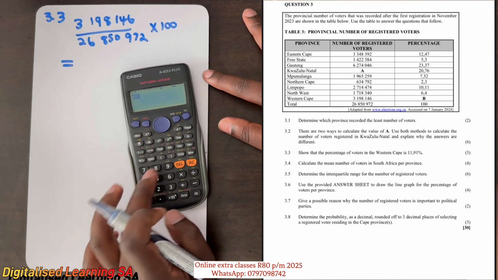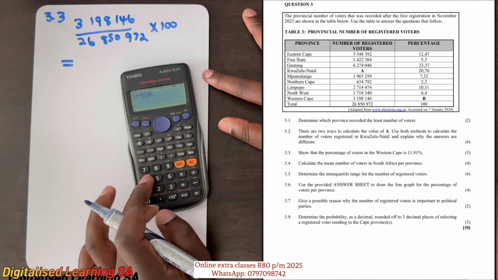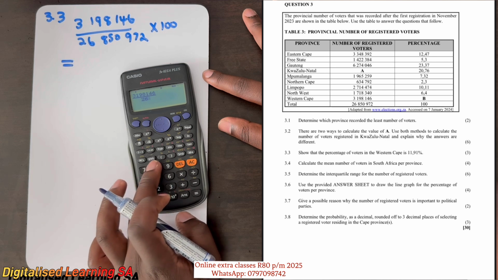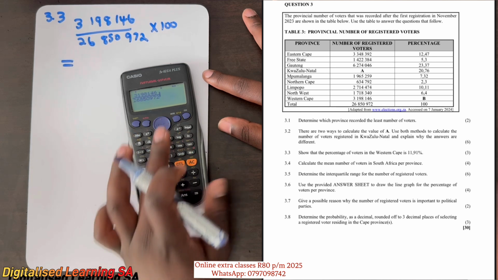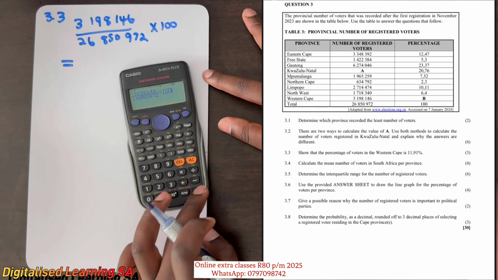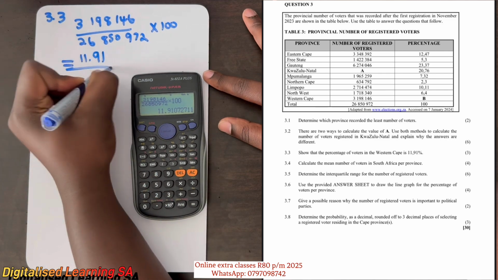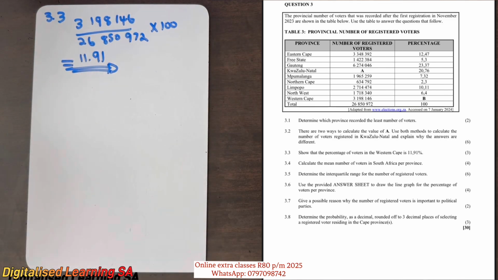So let's quickly prove it. It's 3,198,146 divided by 26,850,972 multiplied by 100. And our answer is 11.91. So we have shown how the 11.91 was calculated.